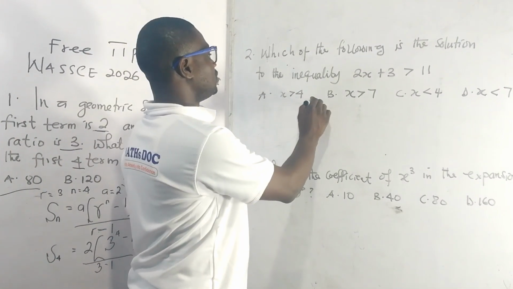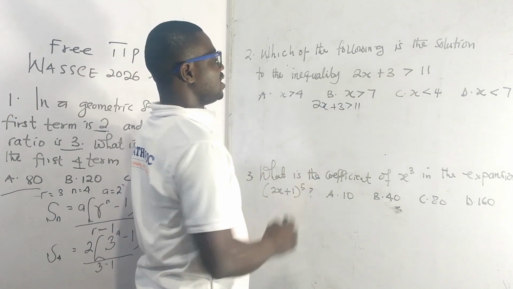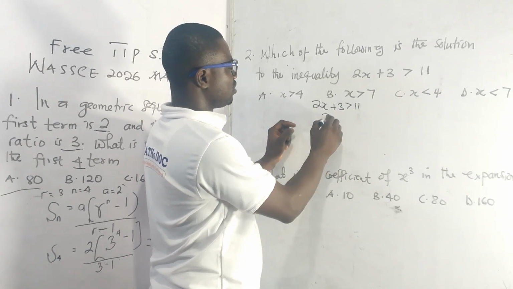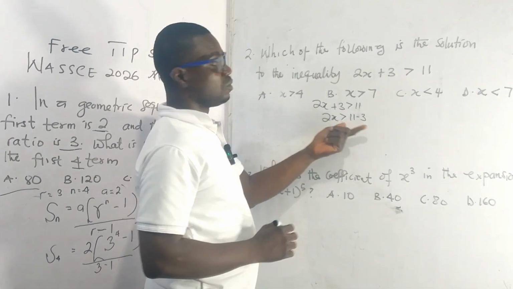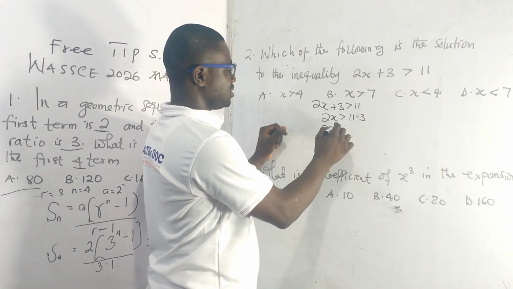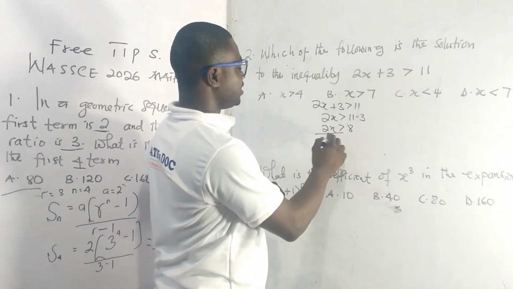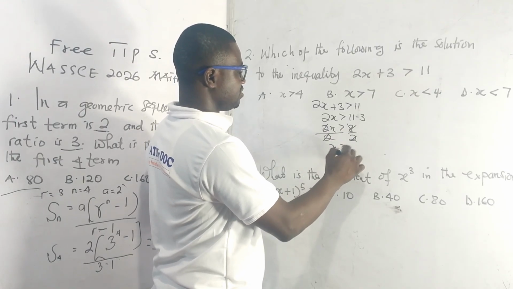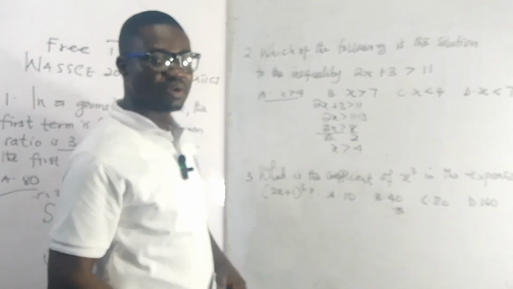So we have 2x plus 3 greater than 11. Let's make x the subject by moving the 3 to the other side. We have 2x greater than 11 minus 3. What is 11 minus 3? We have 2x greater than 8. We divide both sides by 2. So x is greater than 4. And our answer is A. Wow, the answers are rhyming.